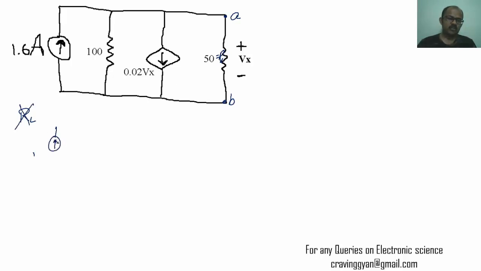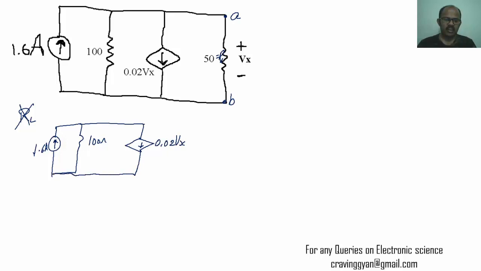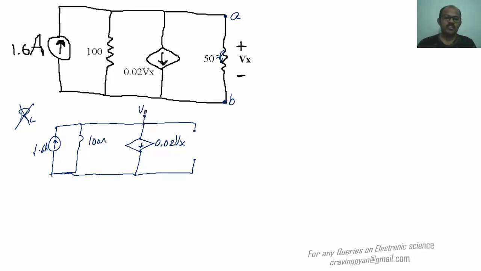So the left out circuit will be 1.6 amperes in parallel with 100, and in parallel with that you will have a dependent source, that is a voltage controlled current source. Anyway, this 50 ohms I have removed. So you have to calculate this open circuit voltage, or this Thevenin's voltage. To calculate it, I am going to apply nodal analysis.